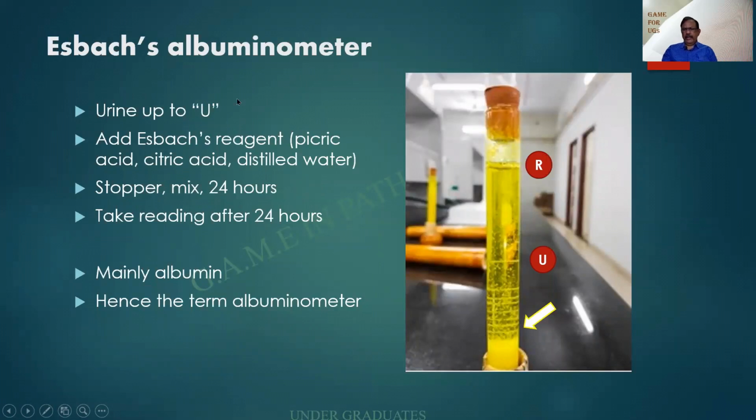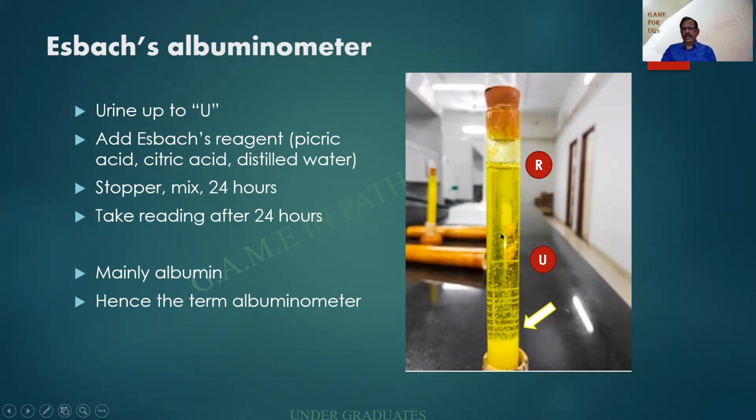Esbach's albuminometer. This is another one for 24-hour protein. There is a 24-hour protein that is being collected, and this instrument is called the Esbach's albuminometer. Here it is graduated. There is a U mark and then there is an R mark. Up to the U mark, the urine is filled. Then the Esbach's reagent is added. It is inverted and then the rubber cork is fixed.